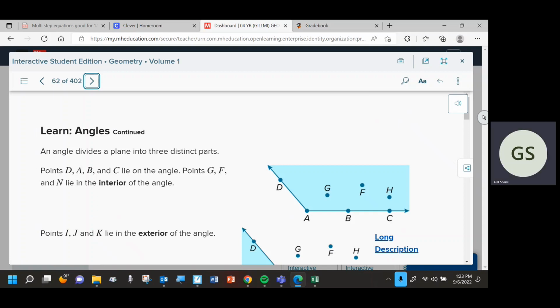It doesn't say this, but I would think this is true: every interior angle is going to be less than 180 degrees. Because once we get to a straight line, if we then keep going, that would make this side down here the interior angle. It would flip. You don't need to write that down. If that changes, I'll let you know. You need to understand there are two angles formed.